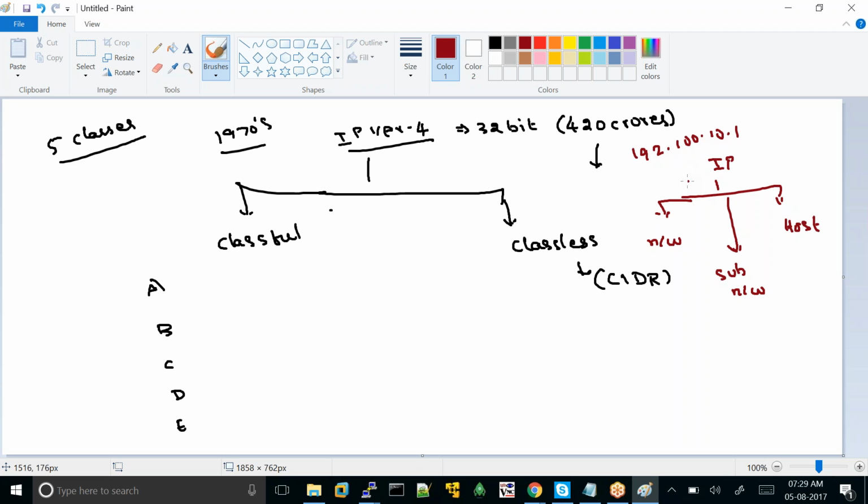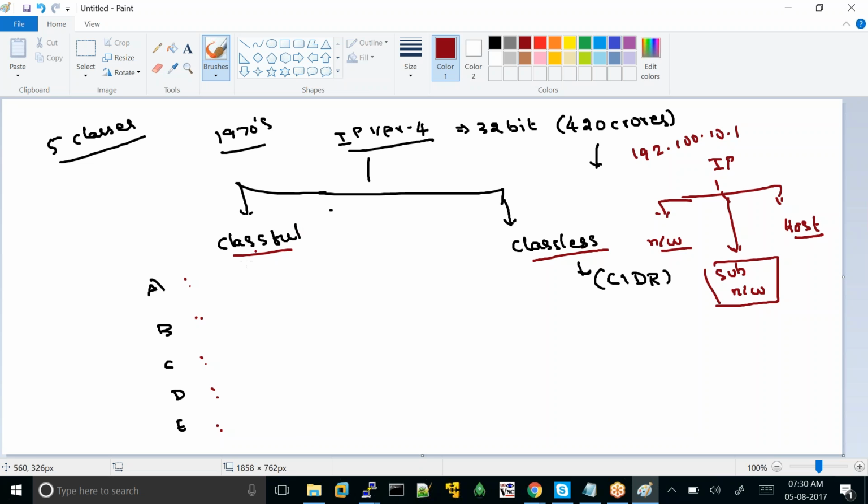Within that, how many networks can you have for class A? How many hosts can you have for a particular network under class A, class B, class C? What is the difficulty associated with the classful scheme, and why are we following the classless scheme? These are the things we are going to discuss now. Let me forget the subnetting concept for a while and focus on the network and the first part of this IP address.